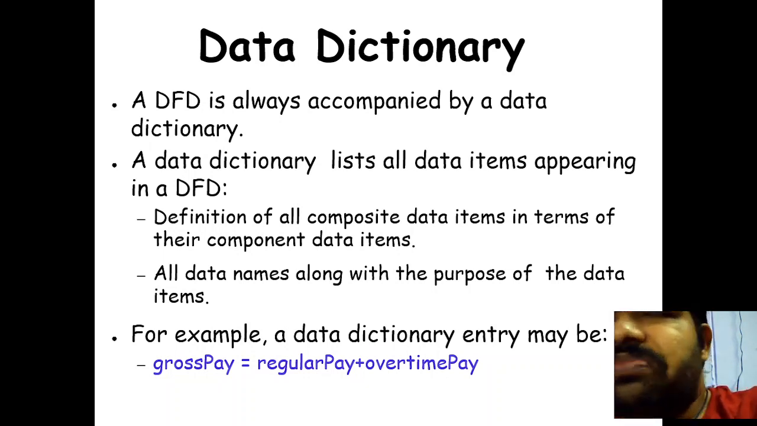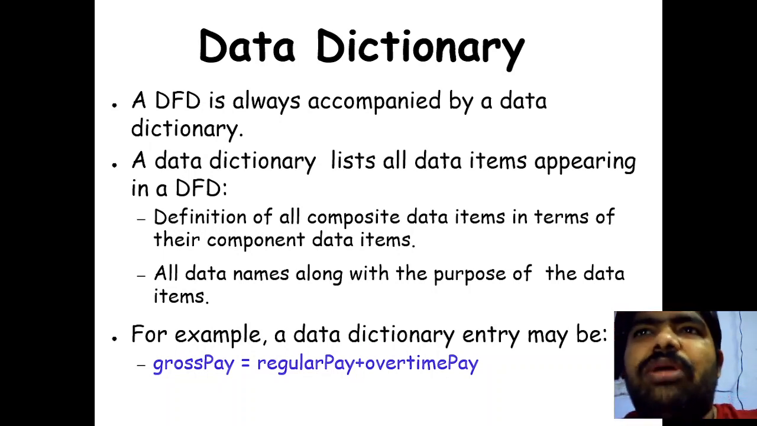As we are representing the splitting of operations from one system, an operation is divided or decomposed into a number of operations. Now we are going to discuss the data dictionary. In a DFD diagram, every DFD diagram is always accompanied by a data dictionary. What is a data dictionary? It is the list of all data items appearing in a DFD.